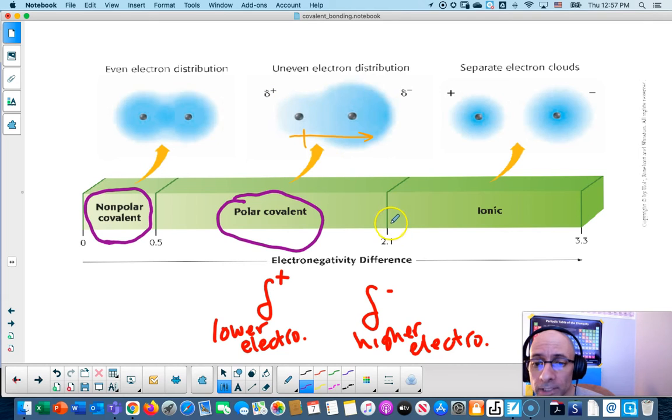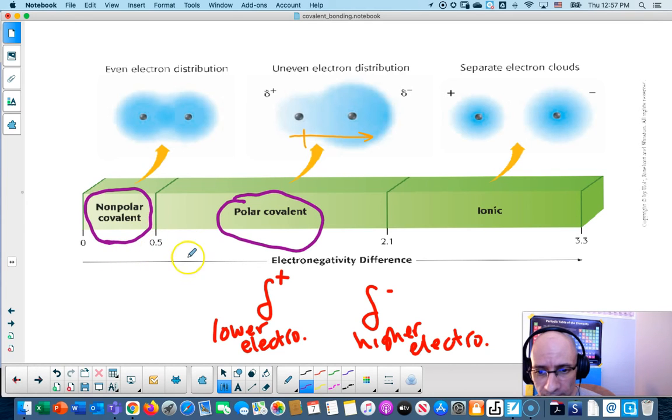When you have a really large difference in electronegativities, that's when you get an ionic bond, right? That's when the difference is so much that the element with the higher electronegativity has such a strong attraction for electrons, it just takes them, and you get independent ions with independent charges, okay? But for now, we're going to really focus on these polar and nonpolar covalent bonds.